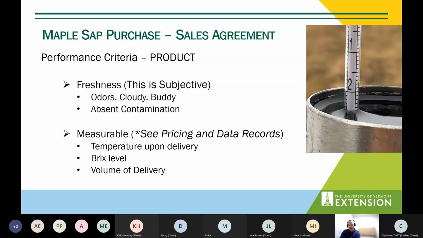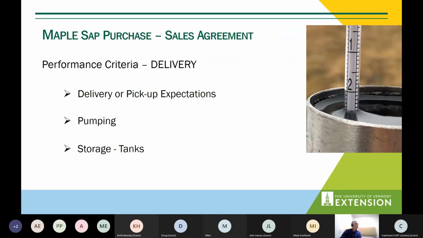And of course, the volume of delivery. So how many gallons are delivered is going to be something that's easily measurable and something that's going to be easily tracked.